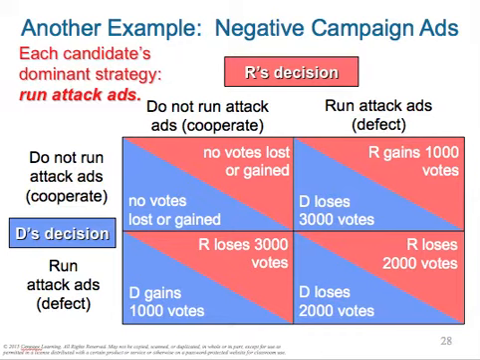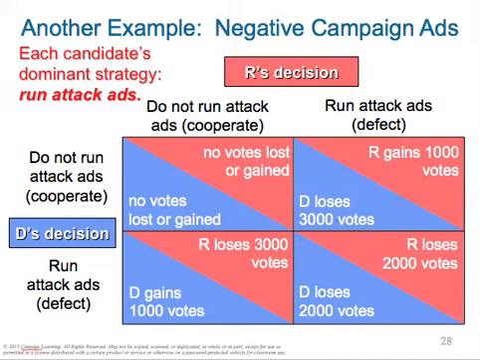Okay, so let's consider R's decision. R is better off defecting, i.e. running ads attacking D, because remember they're saying, hey, we're not going to run attack ads, but they're better off defecting whether D cooperates or defects. If D cooperates, R's attack ads result in 1,000 more votes for R and 3,000 fewer votes for D. So there's a good payoff. They get more votes and their competitor gets fewer votes. Conversely, if D defects, R loses fewer votes if he runs attack ads than if he cooperates. Hence, running attack ads is a dominant strategy for R.